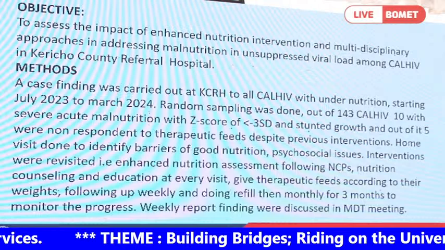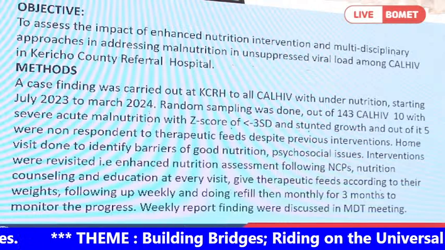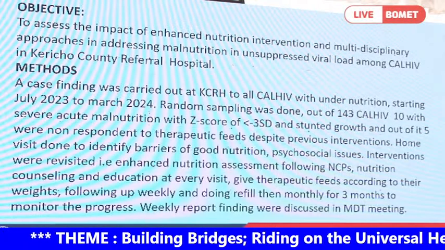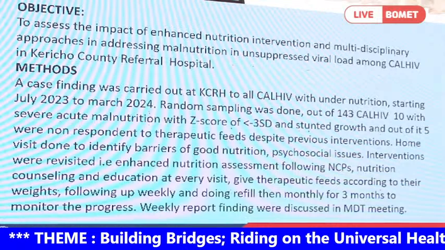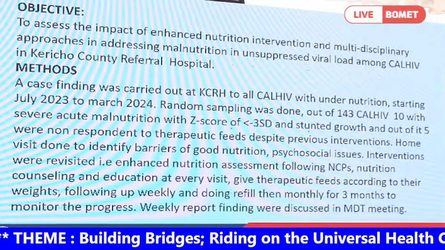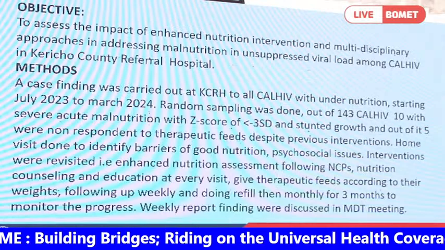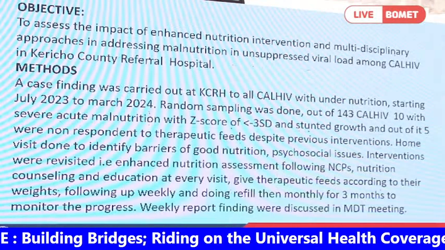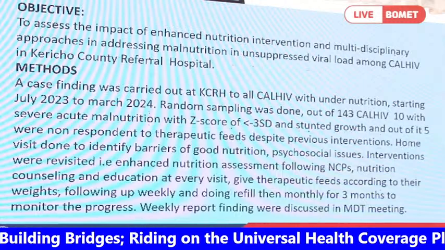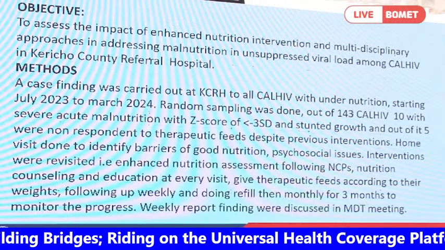Next. My objective when I was doing this was to assess the impact of enhanced nutrition intervention and multidisciplinary approaches in addressing malnutrition in unsuppressed viral load among Cal HIV in Kericho Referral Hospital.